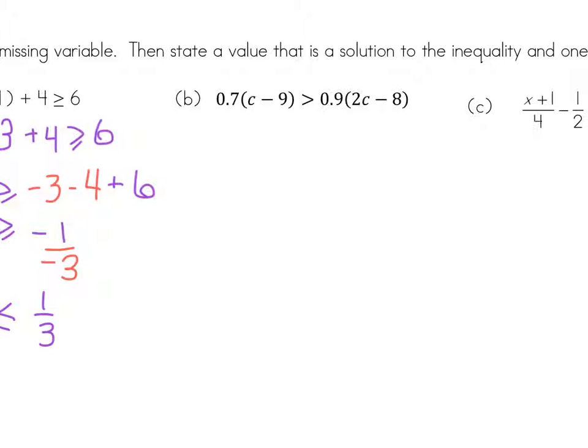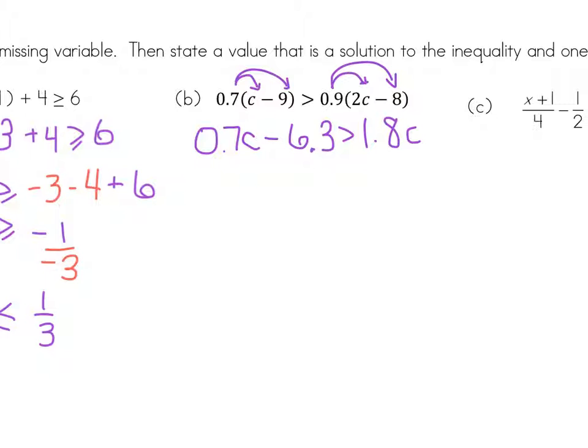All right, moving on to B, we're going to solve this inequality. And as I see here, I have lots of parentheses, so I'm going to distribute actually on both sides of this inequality. So I now have 7/10 C minus 9 times 7/10, which is 6 3/10, is greater than, well, what is 9/10 times 2? Well, I know that 9 times 2 is 18, so we have a decimal now, so this is 1 8/10 C. You can also use your calculator. The same thing, minus 7 2/10.